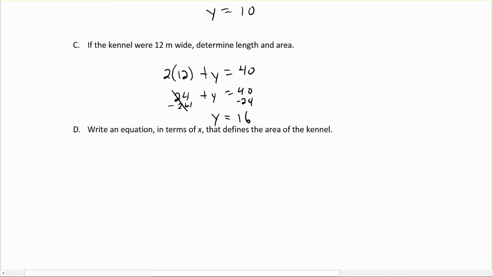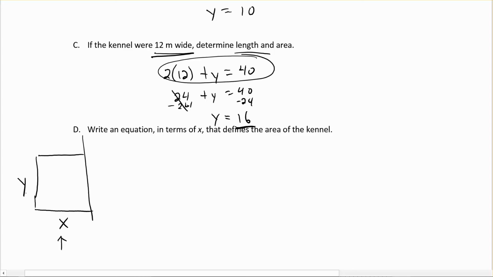Now though, it says write an equation in terms of x that defines the area of the kennel. Before I do that, I'm going to draw another picture of our fence. So we've got this side, and this side, and this was the house right there. I'm going to call this side x, and this side y. So this was the width, like 12, and the length was the y value that we kept getting out, so 16 in that case. What I want to do first is make an equation for what we've been doing up here. So I want to make an equation for y.